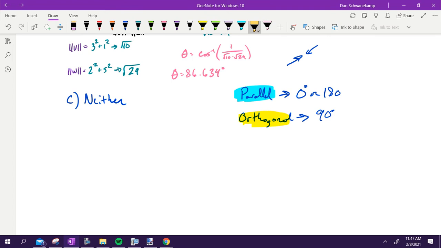How could we tell if two things were orthogonal or not? Dot product 0. If your dot product is 0, then they are orthogonal to each other and you don't have to do any other work. Everybody good with those concepts?